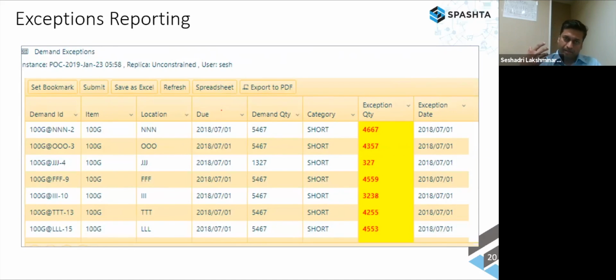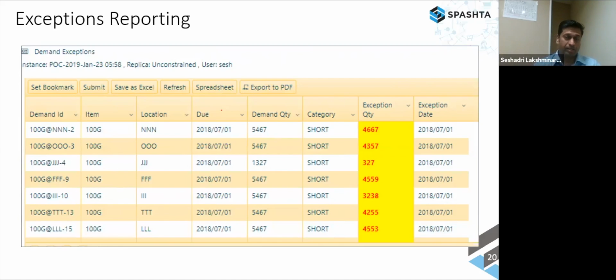Whether you have a tool or you're building your own spreadsheet, make use of exceptions reporting. Define your exceptions clearly. I think technology is there where you can actually color code and do a lot of things with exceptions.